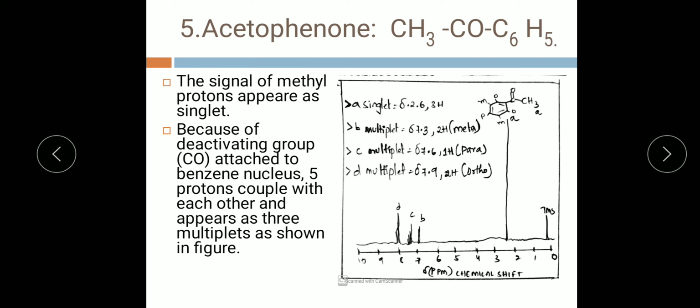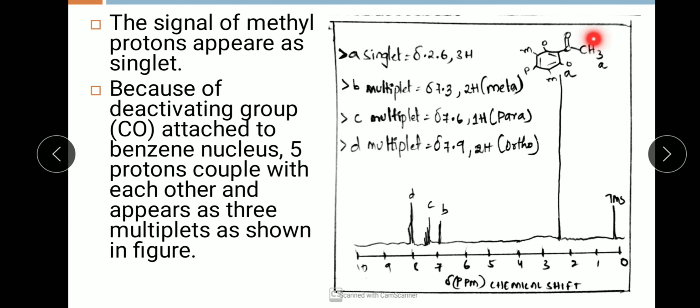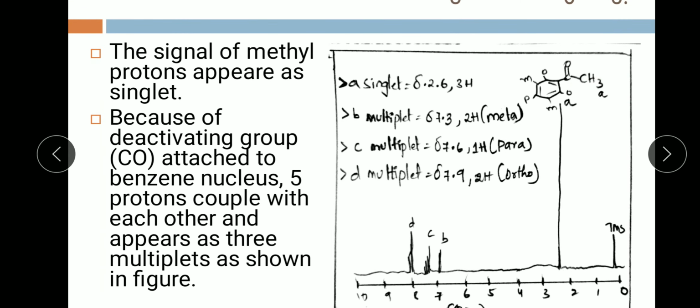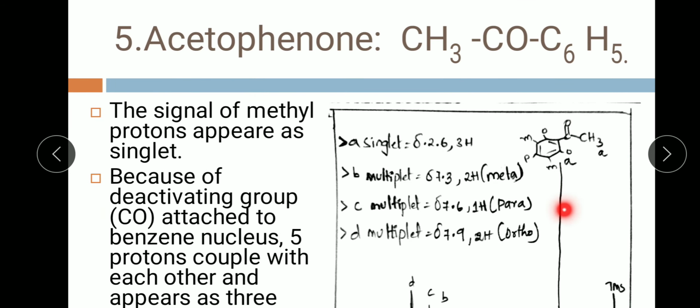And if you go for acetophenone, the signal for methyl proton appears as a singlet. Here you will have acetophenone, C6H5, C double bond O, CH3. If we take the CH3 protons, there are no adjacent protons. So CH3 will give a singlet. CH3 will give a singlet. This is the singlet.